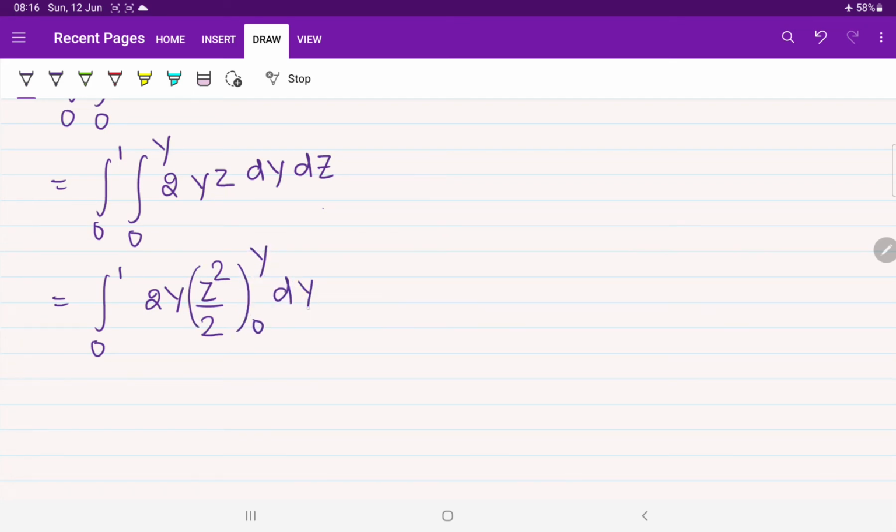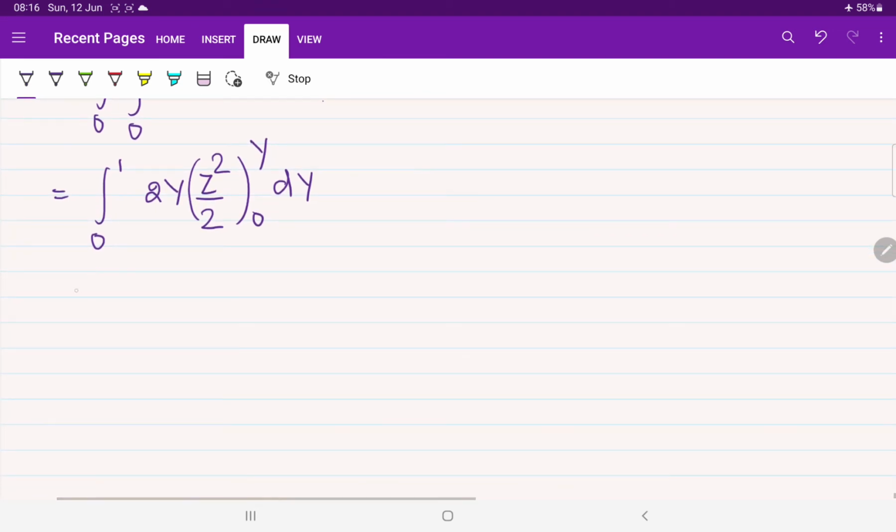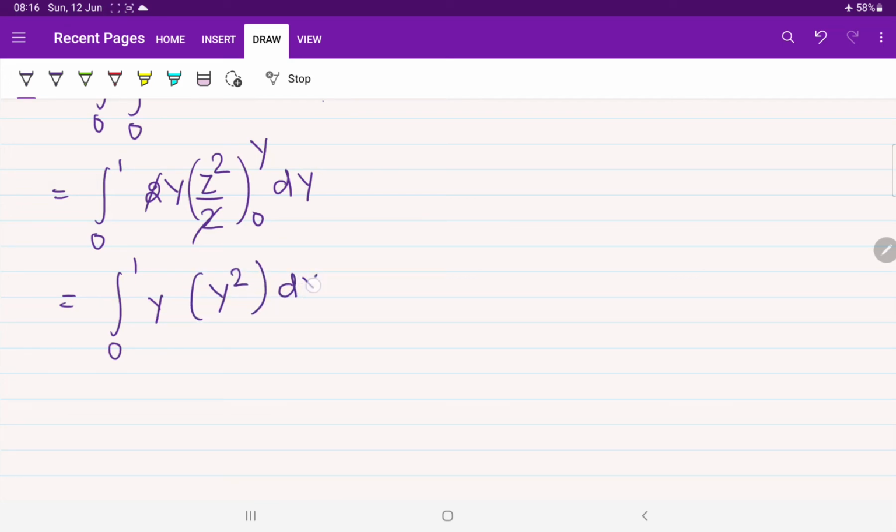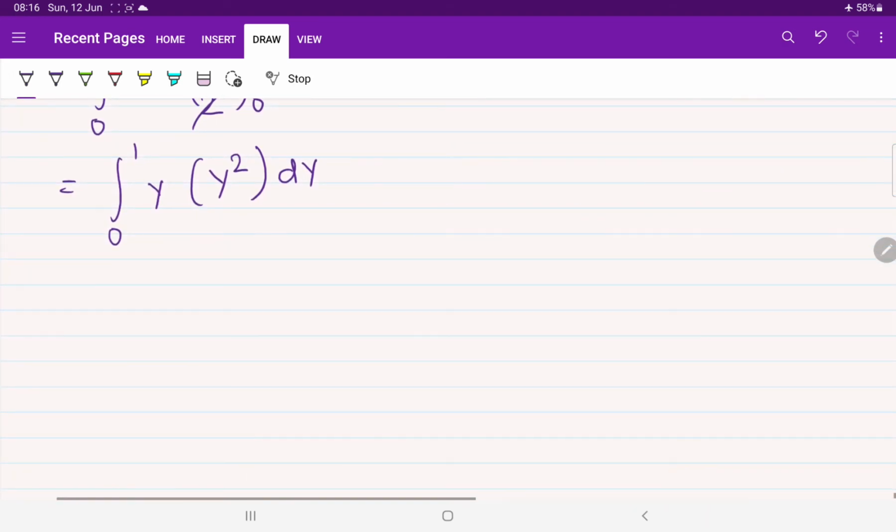After that we have to finish this integration with respect to y. That is the last step. Let us continue, 0 to 1. This 2 will get cancelled out, so I am not going to consider it. If we substitute the upper limit, y becomes simply y square. The lower limit, as usual, gives 0, so I am ignoring it.